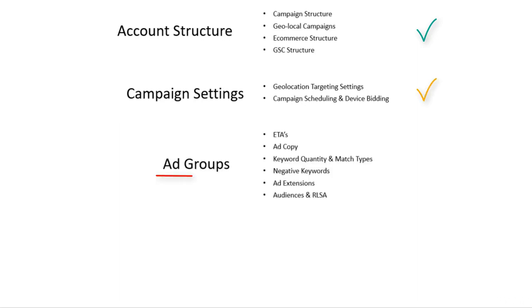We'll look at ad groups. We'll look at everything involved on an ad group level. We'll look at ad copy, we'll look at ETAs, we'll look at how many keywords are running, ad extensions, audiences, remarketing, and what to look at really quickly.